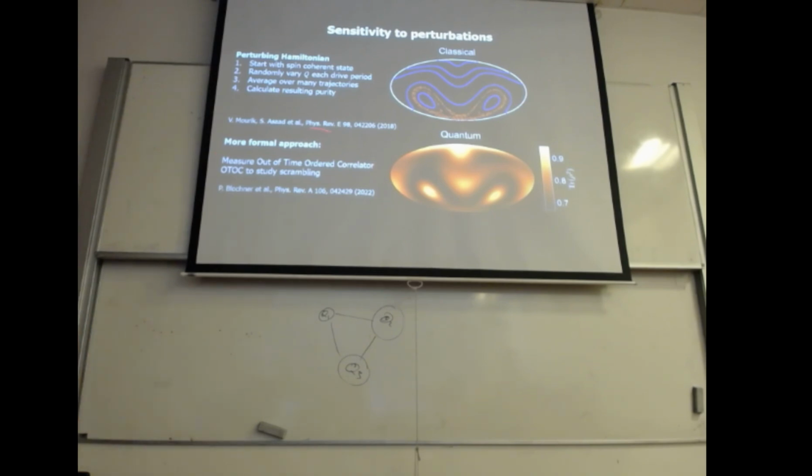Now, we can do this also more formally. We've done that in a collaboration with theoreticians, Klaus Mølmer's group in Aarhus, Denmark. And then you can define an out-of-time-ordered correlator that we can measure in such a spin system, and that would then be a measure for scrambling and the influence of decoherence. But it's in essence the same idea.